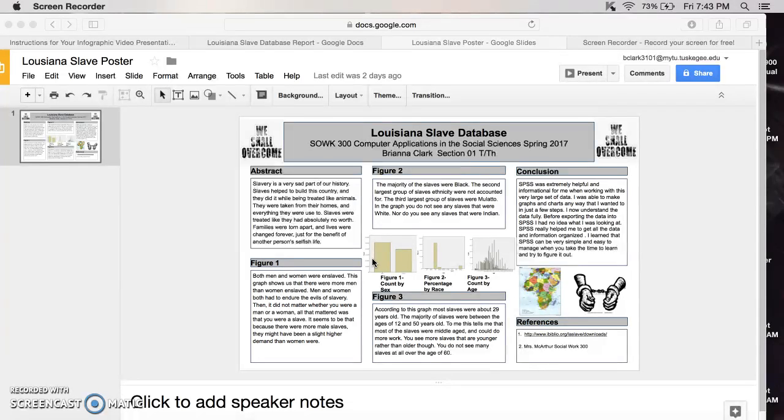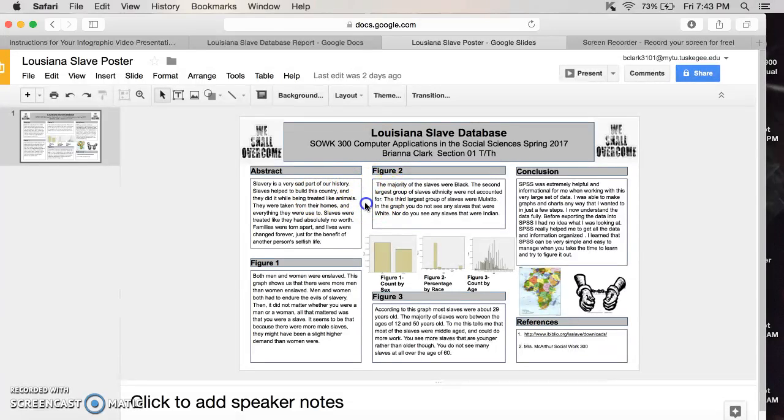my Louisiana slave database poster. Throughout this project, I actually learned a lot of things that I didn't know, not just about slavery, but also about SPSS. So first, I'm going to start off by talking to you guys about my abstract.